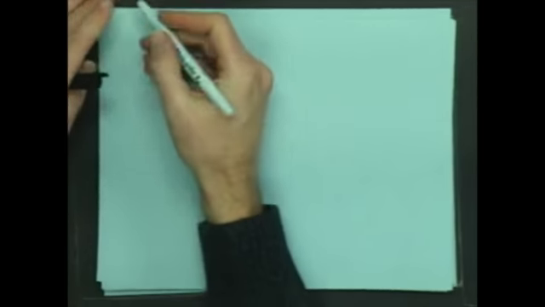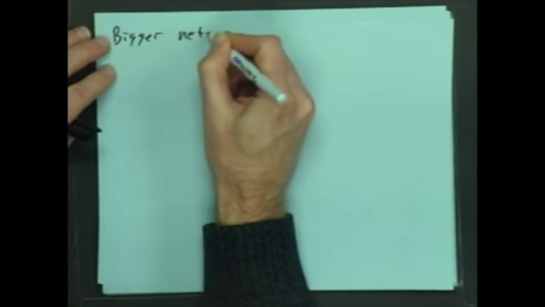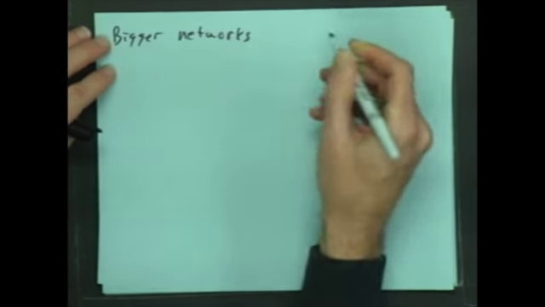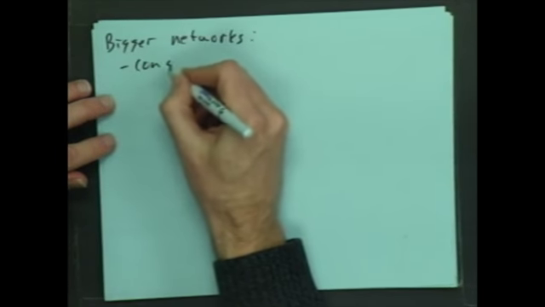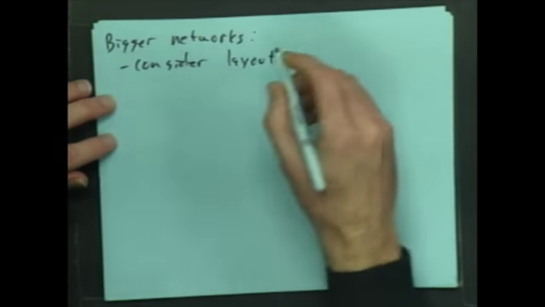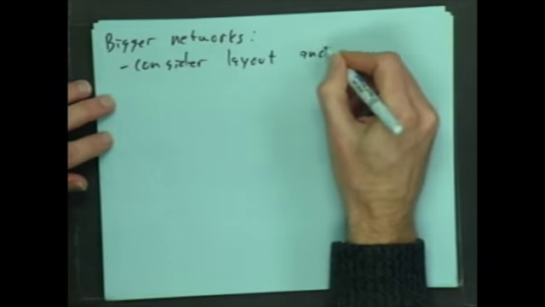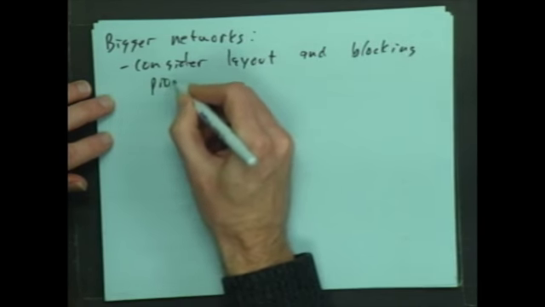All right, so last comment on bigger networks. This is actually pretty much it for wireless Ethernet. We need to consider our layout and the blocking properties of your walls.